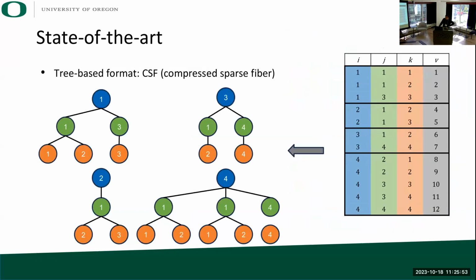For example, probably the most popular tree-based format for tensors is the CSF or compressed sparse fiber, where you represent a tensor as a group of subtrees. So each subtree is made of n levels.